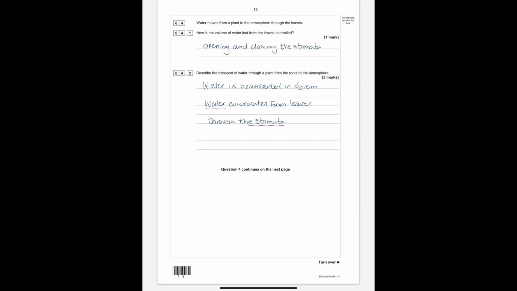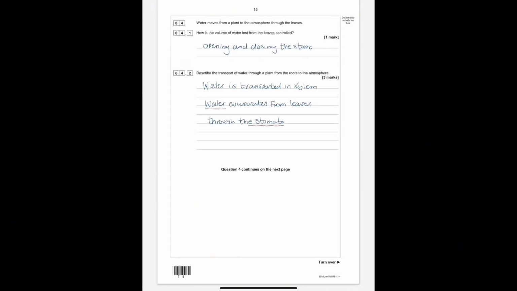Right, question 4.1. Water moves from a plant to the atmosphere through the leaves. How is the volume of water lost from the leaves controlled? So how the volume of water is controlled is through the stomata. So it's the opening and closing of the stomata. The guard cells, which are specialized cells, open up the stomata, just to let you know. So that's going to be 1 mark, okay?